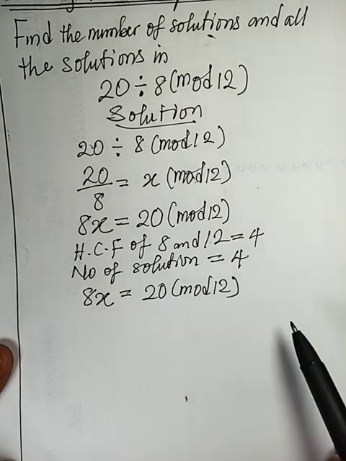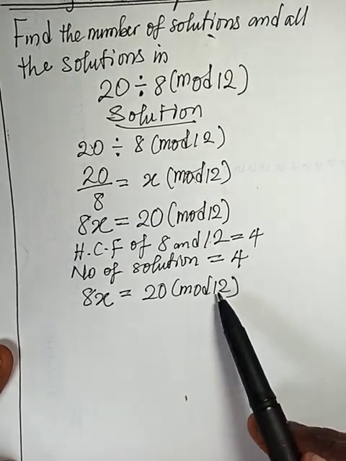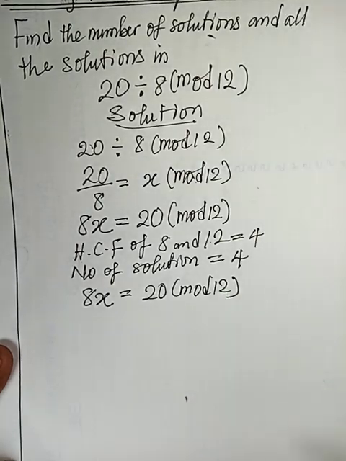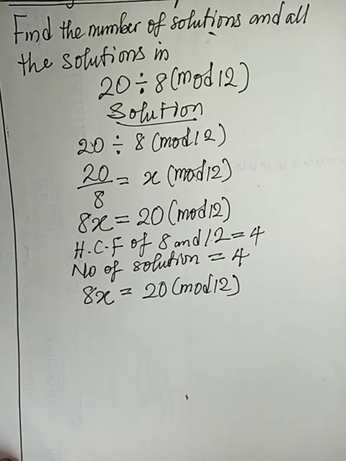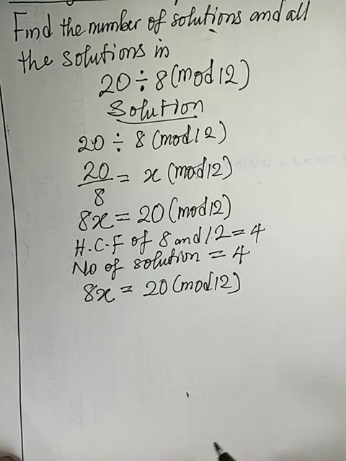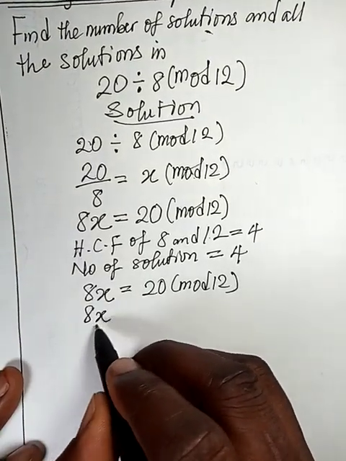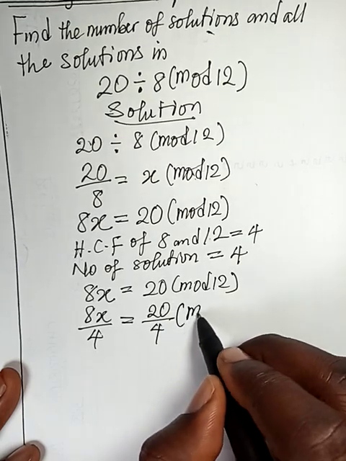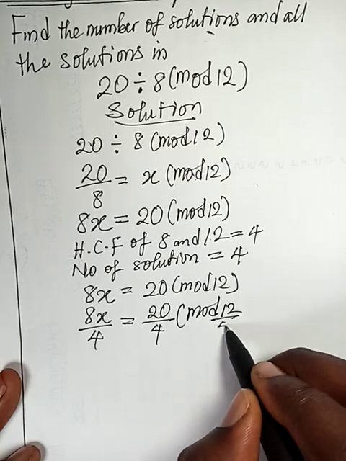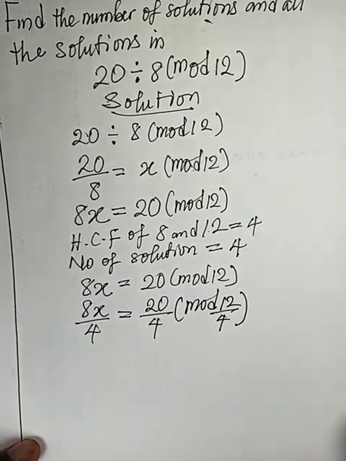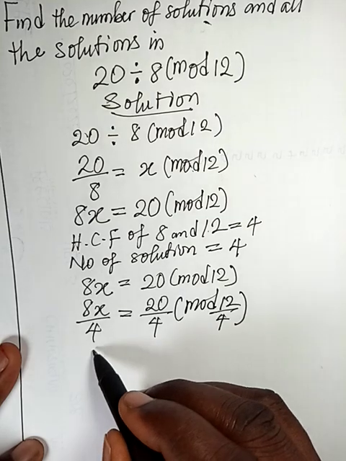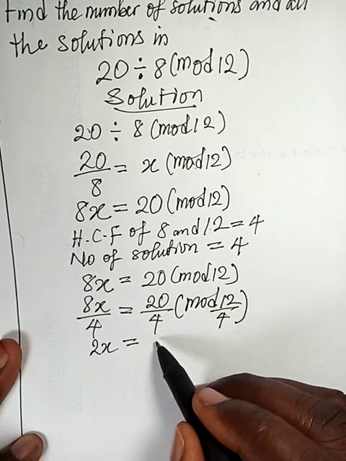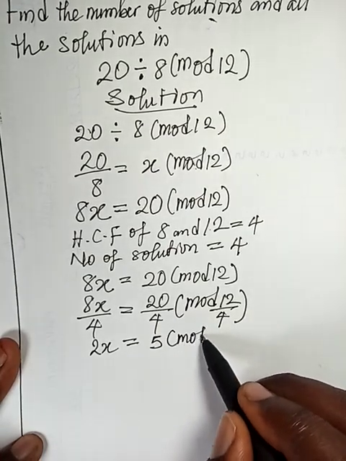But you must bear in mind that what you're working on is mod 12. By dividing all through, including the mod, with a number that can divide all these numbers, you reduce the equation to a form where it will be easy for you to handle. So we have 8x divided by 4 is the same thing as 20 divided by 4, and then mod 12 divided by 4. Now this will give me 2x is equal to 5 mod 3.